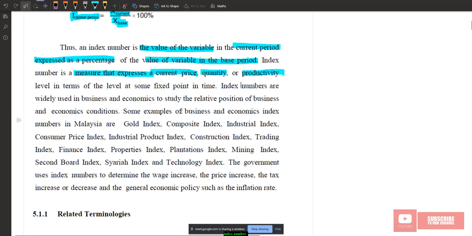So examples of index number, we have business and economic index numbers in Malaysia, such as gold index, composite index, industry index, and so on. So there are a lot of index numbers in use in daily business and economic measures in Malaysia. The government uses index numbers to determine the wage increase, the price increase, the tax increase or decrease in the general economic policies, such as inflation rate.